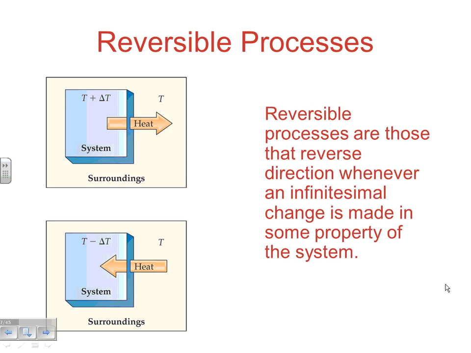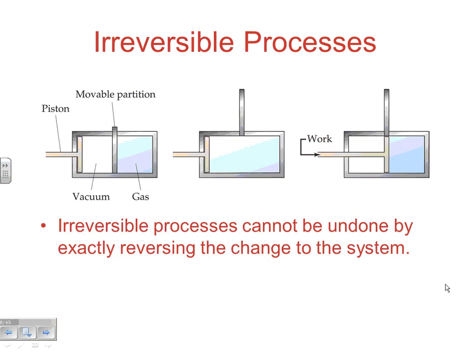So the equilibrium reaction of ice at 0 degrees, add a little bit of energy, it melts, remove a little bit of energy, it freezes. That would be an example of a reversible process. Irreversible processes cannot be undone by exactly reversing the change to the system.